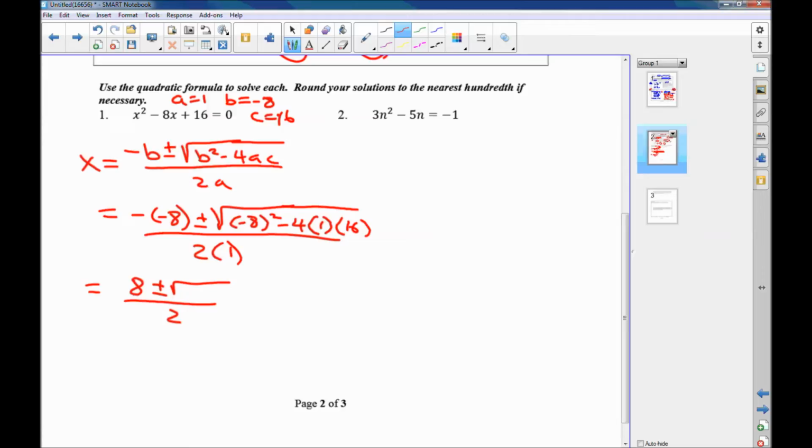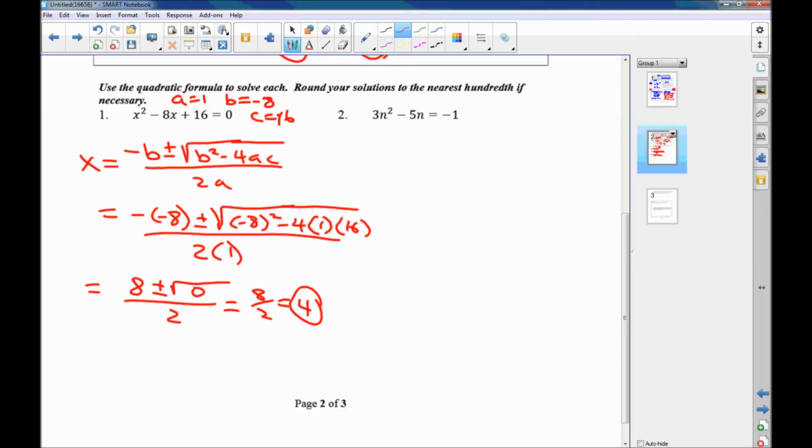So that would be negative 8 squared minus 4 times 1 times 16. Okay, I got 0. Well, that's really nice because the square root of 0 is just 0. So if I work this out, this is 8 over 2, which is 4. I only get one answer for this, 4.